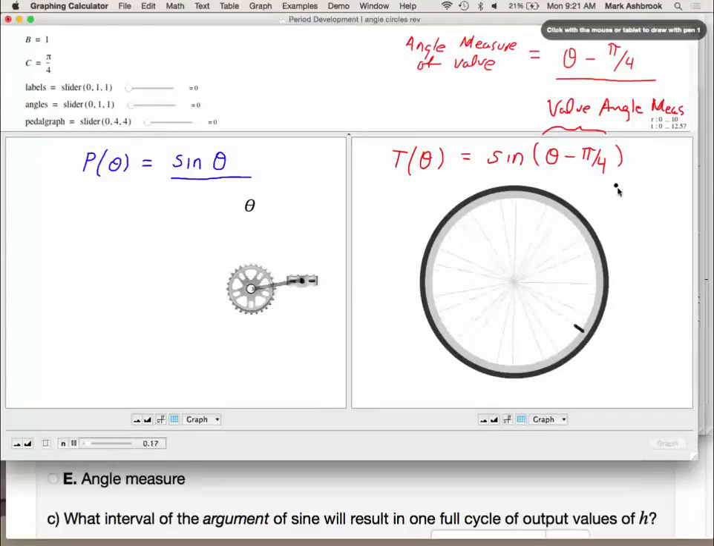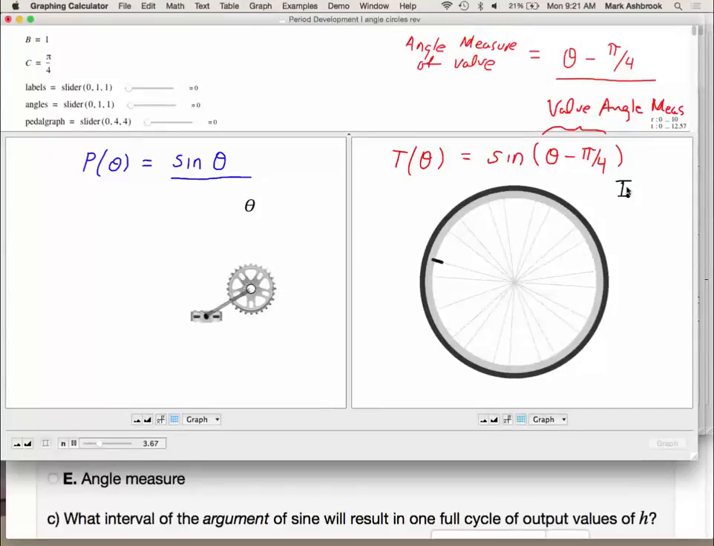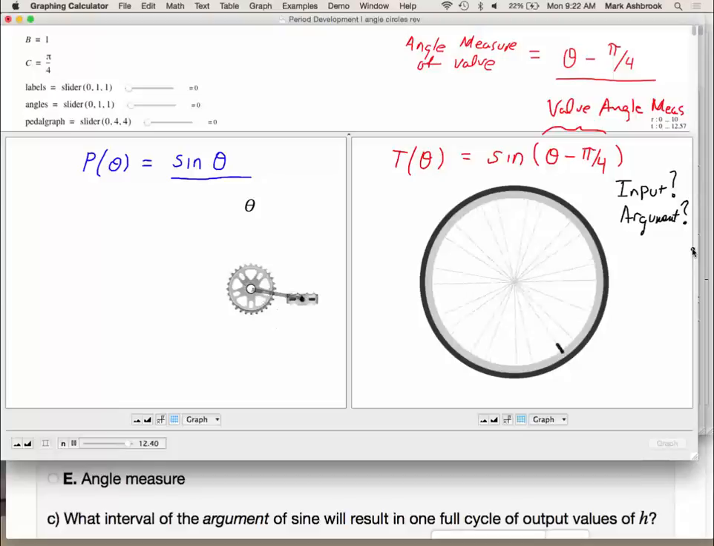So explain, in the function t, what's the input? What does it mean? And what's the argument? Tell the person next to you. In the function t, what's the input quantity and what does it mean? What's the argument quantity and what does it mean? Go, tell the person next to you.